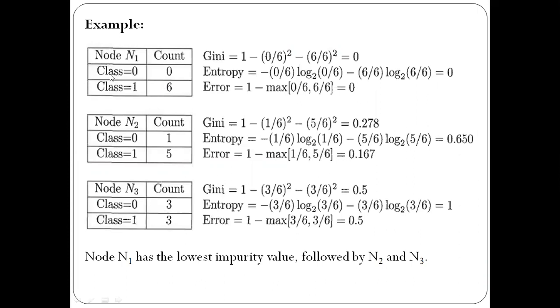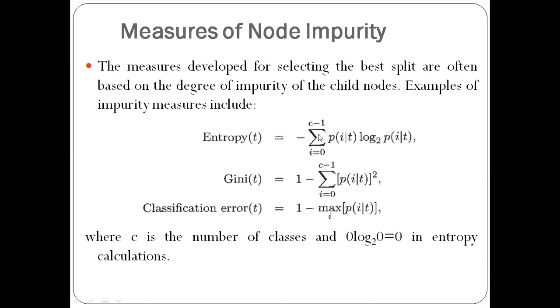See, these are the given nodes, N1, N2, and N3. For these nodes, I need to find the values of the impurity measures, that is Gini index, entropy, and classification error. You need to remember these formulas. Entropy is minus summation of i equal to 0 to c minus 1 of p of i condition on t log of p of i condition on t to the base 2; Gini index is 1 minus summation of i equal to 0 to c minus 1 of p of i condition on t whole square; and classification error is 1 minus max of p of i condition on t. Now let's see these.